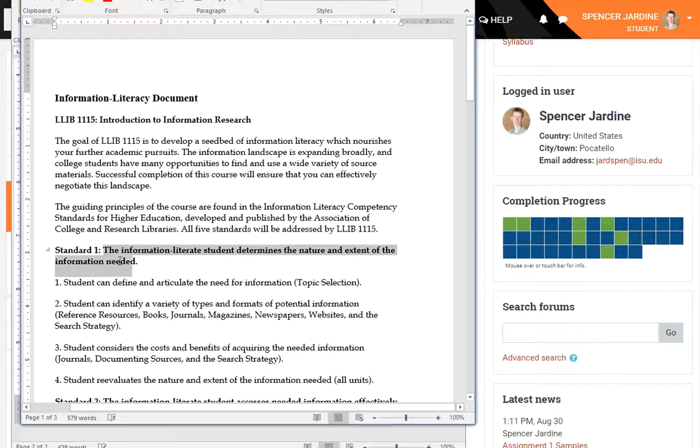So basically, we're just asking you to translate or put these standards into your own words, which means that we don't want you to use the same words. So don't use words like determines, nature, or extent. So if I were to paraphrase this, I would say that someone who knows how to navigate and use information is able to decide or think about what kind and how much information they require for a project that they have, right? So that's kind of the idea.